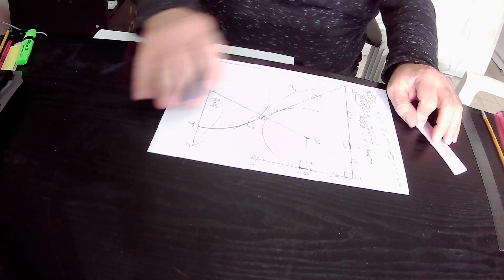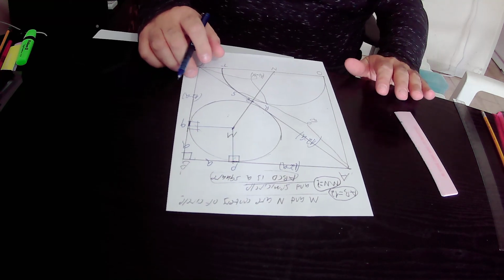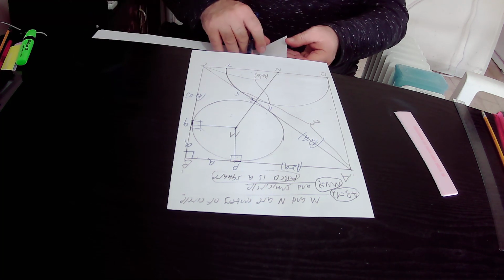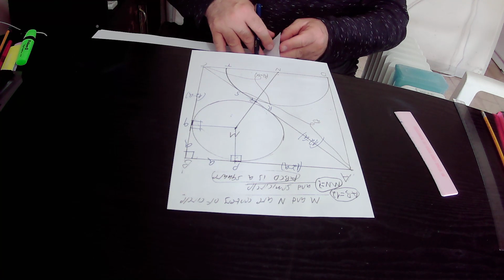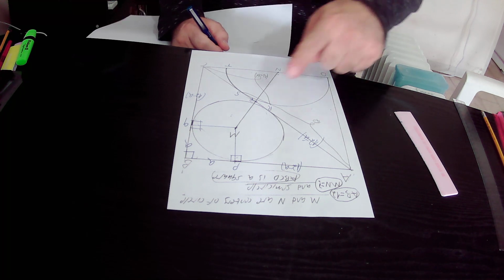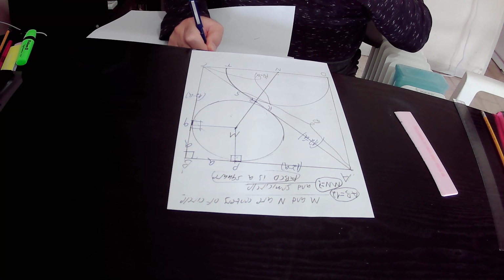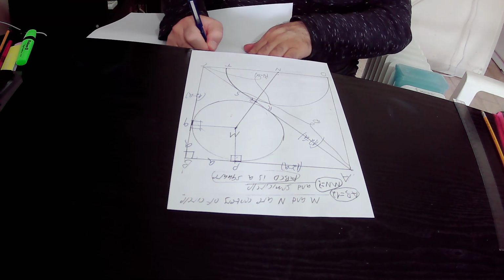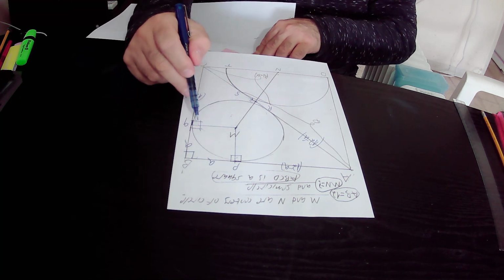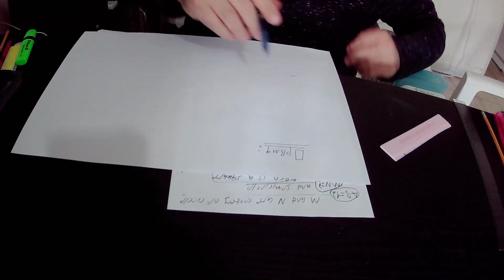Okay, so we'll focus on quadrilateral PBMQ. In quadrilateral PBMQ, this quadrilateral, we have 1, 2, 3 right angles. The sum of 3 right angles is 90 times 3, which is 270 degrees.